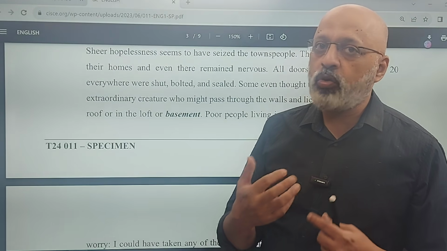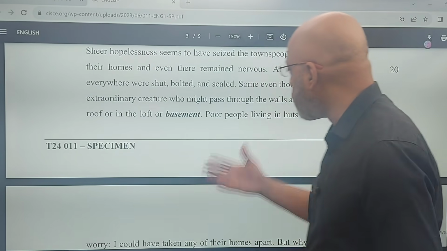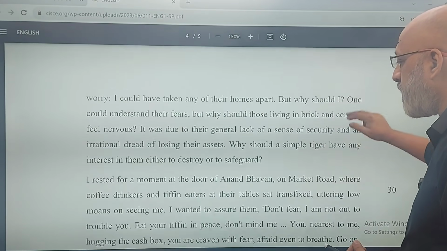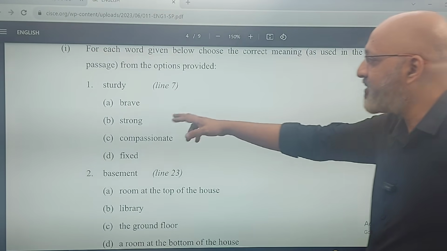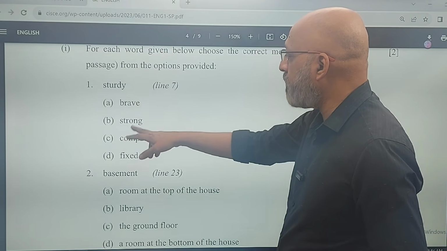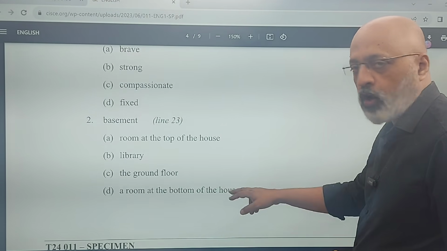So you need to know this thing. You know, they expect a 15-year-old child to know these kinds of meanings, which is why these kinds of questions have been asked. So if you see the meaning, sturdy in line 7, whether the synonym is brave, strong, compassionate or fixed, it's strong. Basement, the room at the bottom of the house.